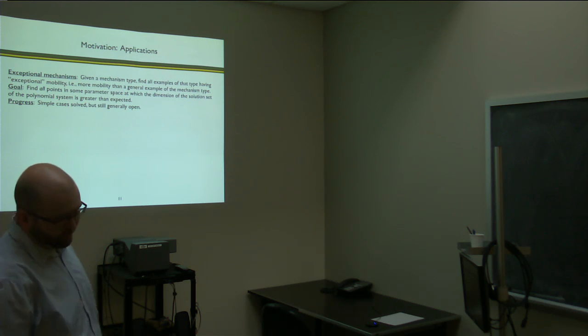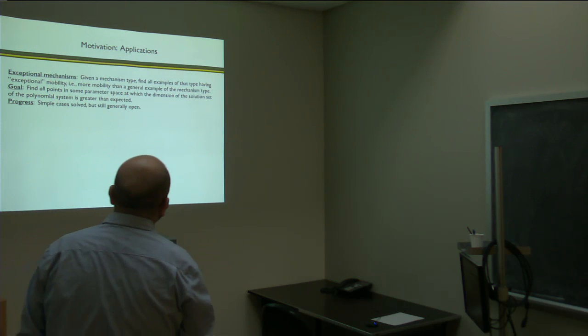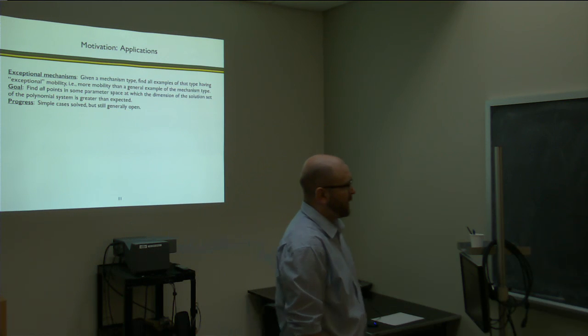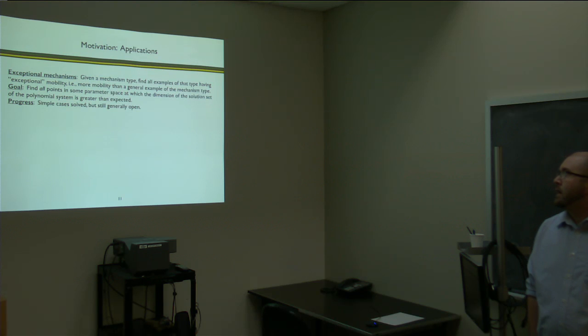Okay, so what's the mathematical problem here? We want to find all points in some given parameter space at which the dimension of the solution set of the polynomial system is greater than that expected. With parameterized polynomial systems, for a Zariski open set, so almost every point in the parameter space, you have the same number of solutions. But over a thin set, over a measure 0 set, you'll possibly have different dimensions popping up and possibly different numbers of solutions. We're after these little tiny sets, and we somehow want to find these.